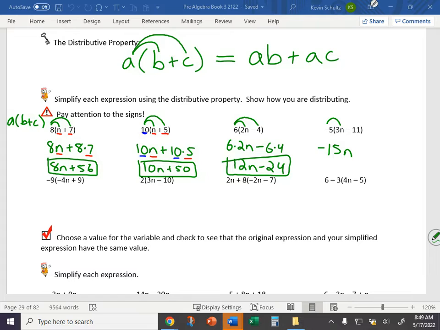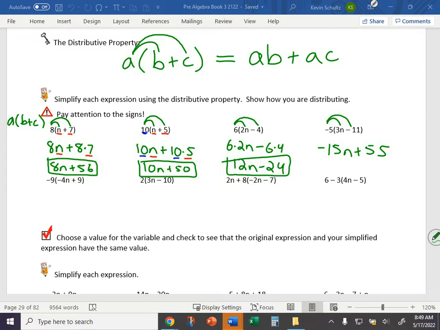Okay. And then doubly careful with signs here because we have a double negative. What's negative 5 times negative 11? What's the sign of that number going to be? Johnny? Positive. Positive, right? Two negatives make a positive. So negative 15n plus 55. And that plus comes from the fact we've got a negative 5 times a negative 11. So be careful with that.